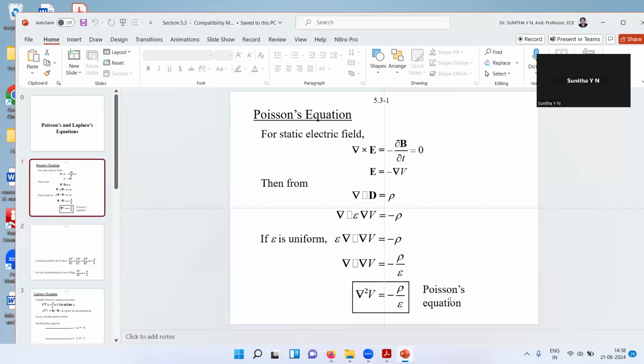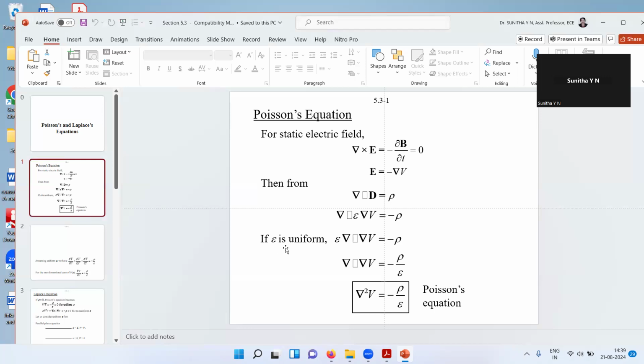So we started with, for a static electric field, we found that the curl of electric field is 0, and electric field is represented as the gradient of V here, the gradient of potential difference. And then we have the divergence of D is equal to rho according to Gauss law. D we are replacing with E. In turn, E is replaced with the gradient of V. So we have an equation here, del dot epsilon del V, which is equal to minus rho.